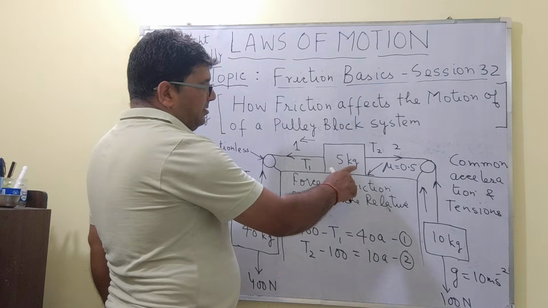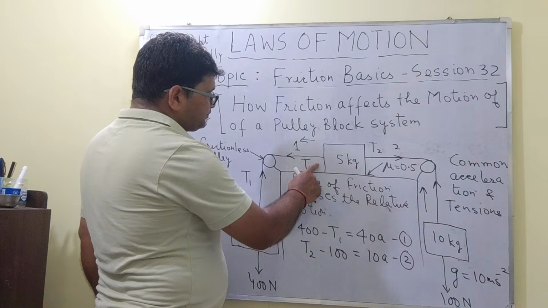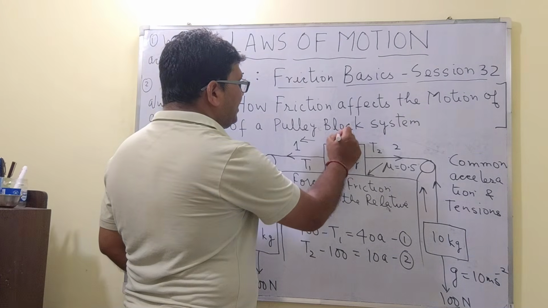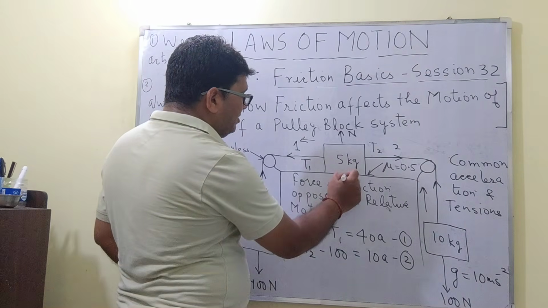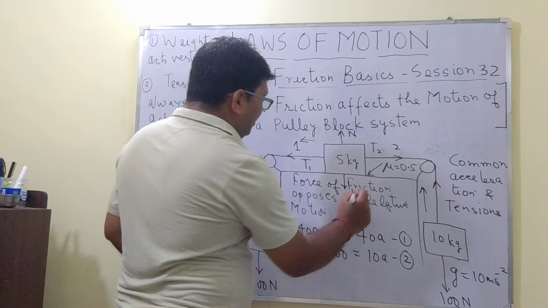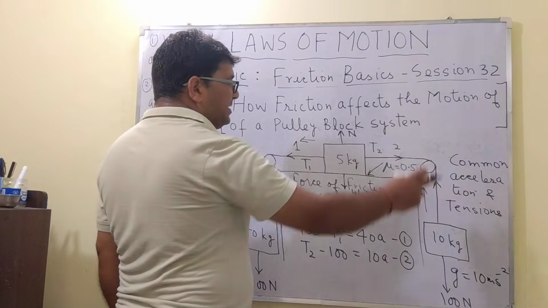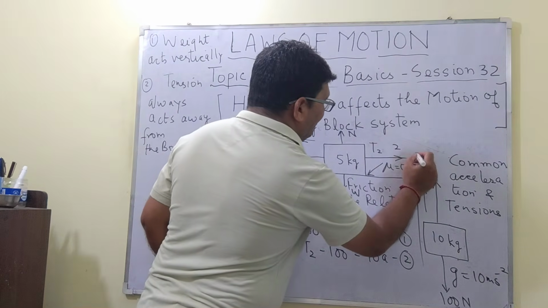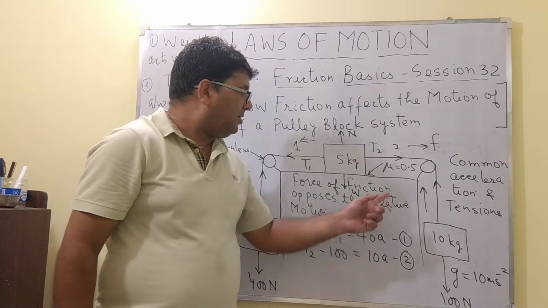On this block, three forces are acting. In fact, the weight is also acting vertically downward and the normal reaction will be acting vertically upward. Its weight will act downward, which is equal to 50 into 10, which is equal to 50 Newton. The weight will be acting in this direction. But in the horizontal direction, tension T1 will be acting on the left side, tension T2 is acting on the right side, and since the block is moving on the left side, the force of friction, say F, will be acting on the right side because force of friction opposes the relative motion.